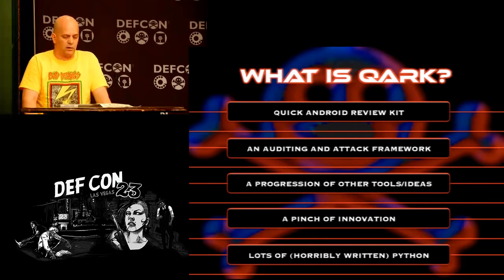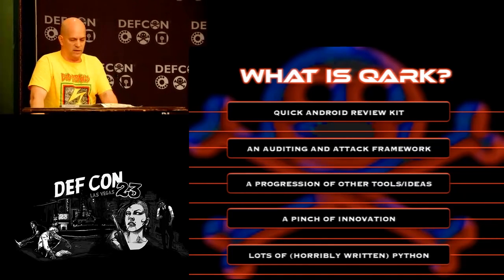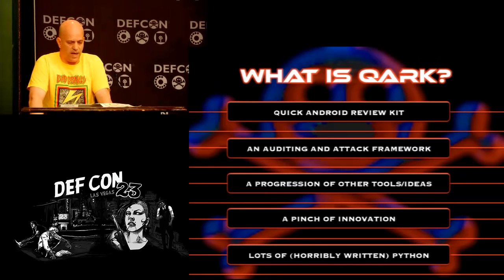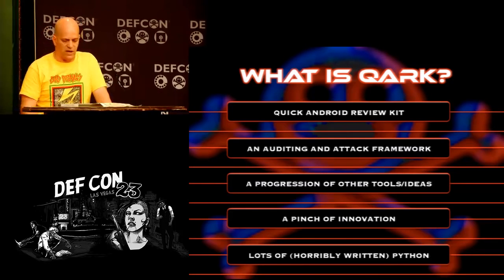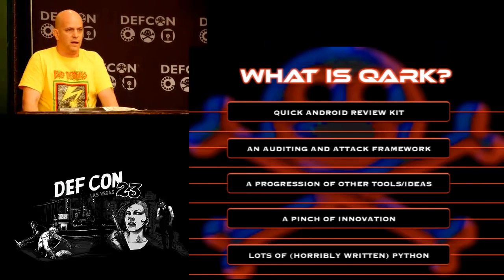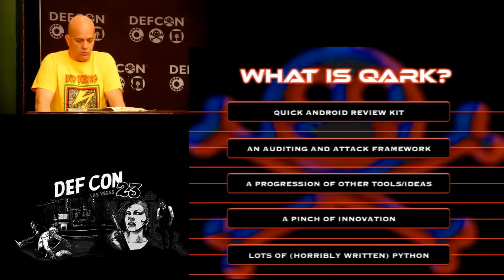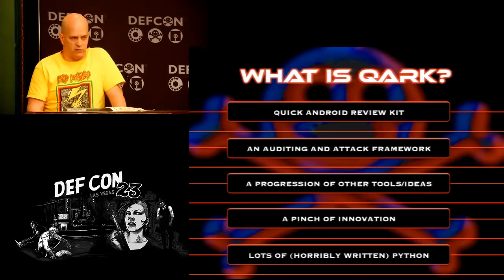We decided to build QARK after surveying all the open source tools available for Android application security and feeling more could be done. So we took ideas from the best of them, added some things we think are innovative, and duct taped it all together with some poorly written Python, at least the parts I wrote anyway. The result is an automated static code analysis tool and attack framework for auditing and exploiting Android applications.